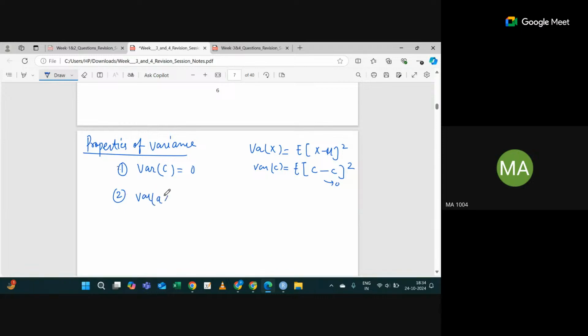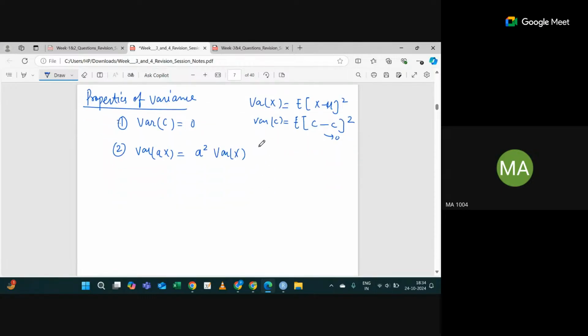variance of a times x is nothing but a square variance of x. I will derive only this formula, the rest you can approach by substituting the values in the formula. So what is the variance of x? Expectation of x square minus expectation of x whole square. This is the original formula of variance of x. Variance of a times x will be what? Expectation of a square x square minus expectation of ax whole square. Yes or no?